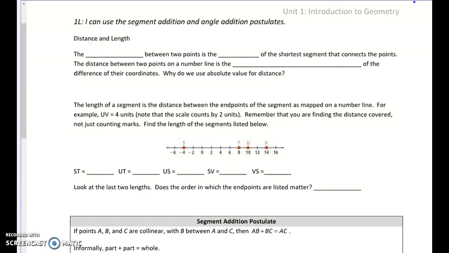Let's try this again. The distance between 2 points is the length of the shortest segment that connects the points. The distance of 2 points on a number line is actually going to be the absolute value of the difference of their coordinates.